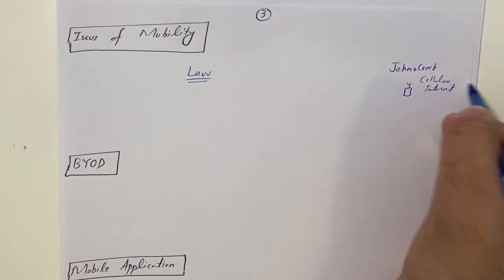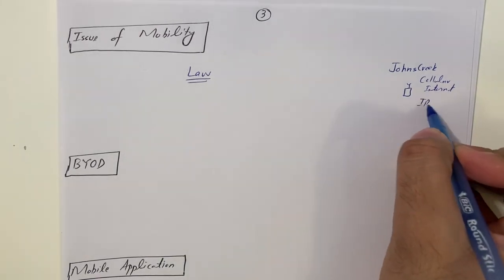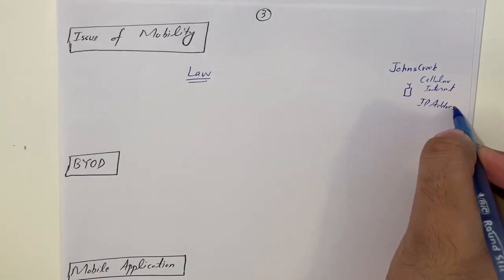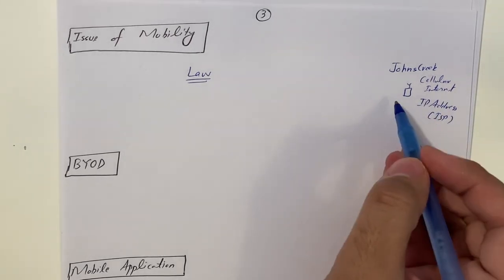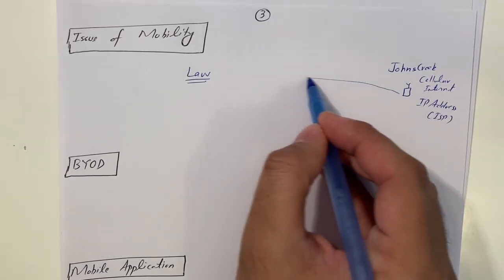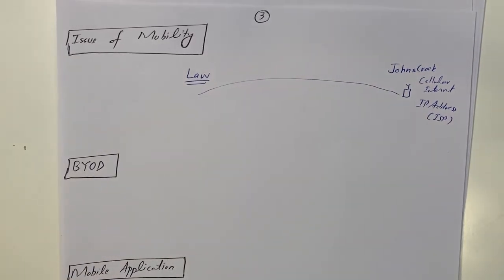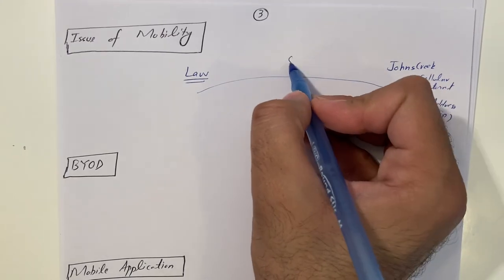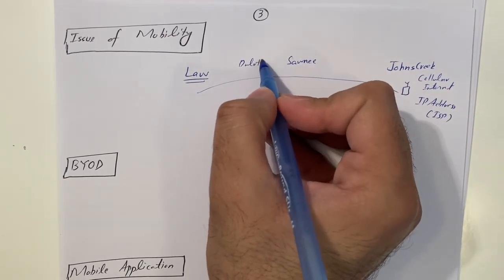plan. As you know, whenever you are connected with the internet, you will be assigned an IP address, issued by your ISP, internet service provider. So let's say you commute from Johns Creek all the way to Lawrenceville. The question is, what will happen? In between, you have Suwannee as well. You might have Duluth as well. And then you get to Lawrenceville.